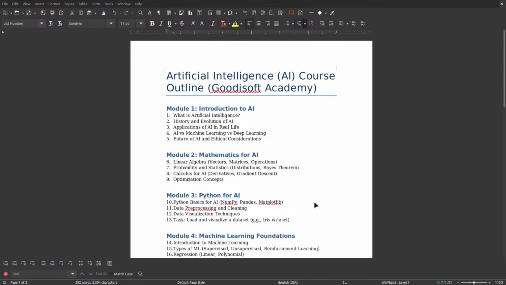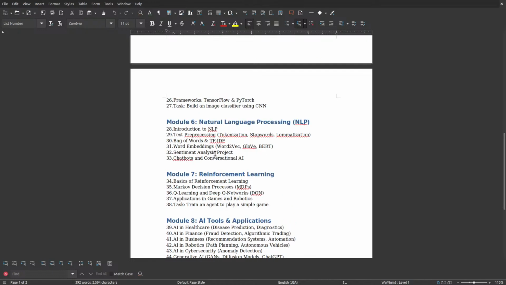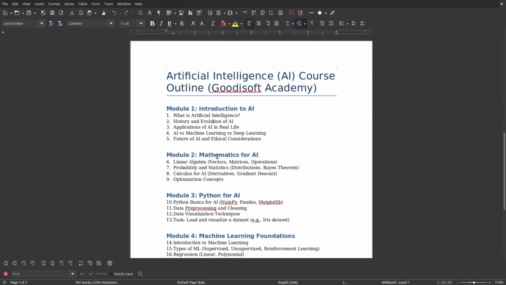All right. Okay. So what I have on my screen is the outline of what we want to look at, and this is the course outline that we will cover in this serious artificial intelligence programming course right away. So we'll start from module one, the very basic introduction to AI. Then we're going to cover all this, right?